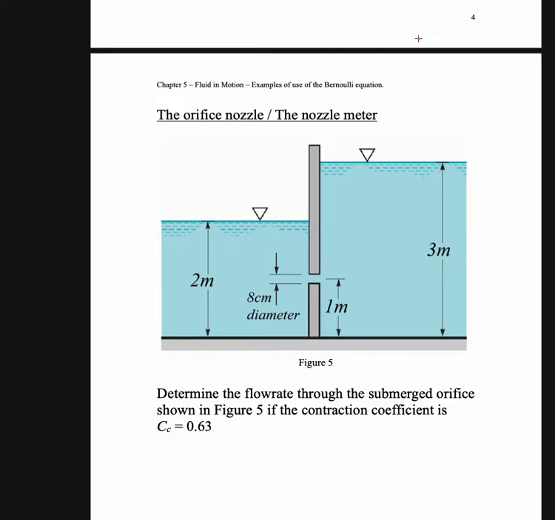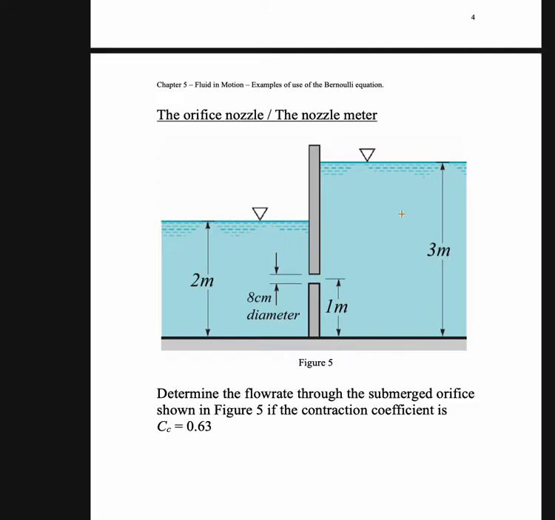So this is about the orifice nozzle or the nozzle meter. The orifice means if we separate two liquids like this one with a wall and a hole like this, it will become an orifice nozzle or orifice. Orifice means you have a wall separating two liquids, and this hole is the only way out for the liquid.